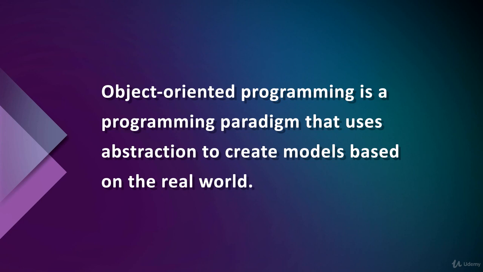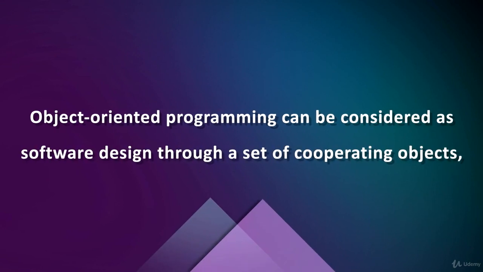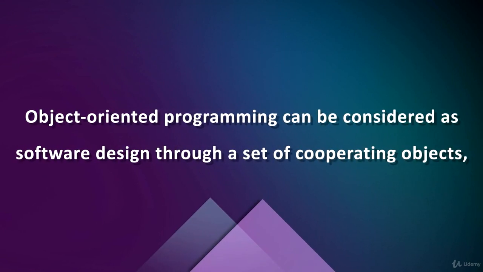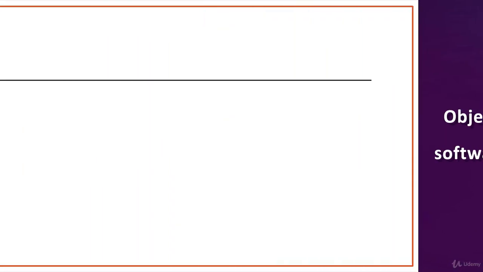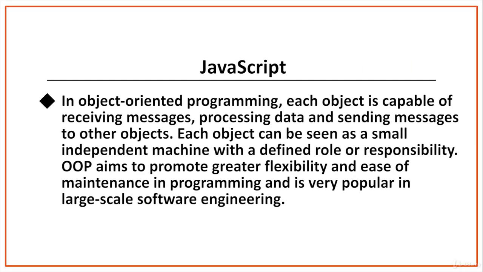Nowadays, many programming languages such as Java, JavaScript, C, C++, Python, PHP, Ruby, and Objective-C support object-oriented programming, OOP. Object-oriented programming can be considered as software design through a set of cooperating objects, unlike a traditional point of view in which a program can be considered as a set of functions, or simply as a list of instructions for the computer. In object-oriented programming, each object is capable of receiving messages, processing data, and sending messages to other objects. Each object can be seen as a small independent machine with a defined role or responsibility.